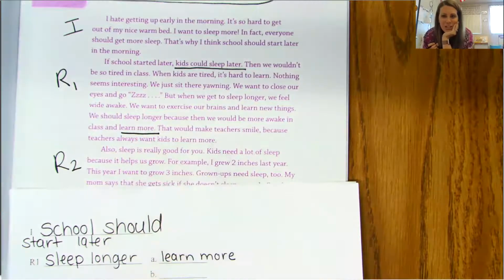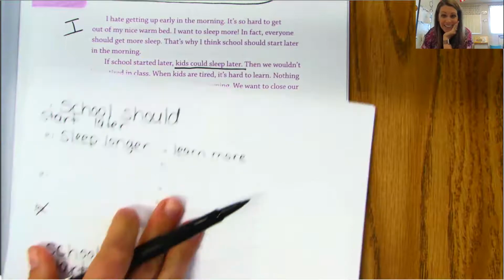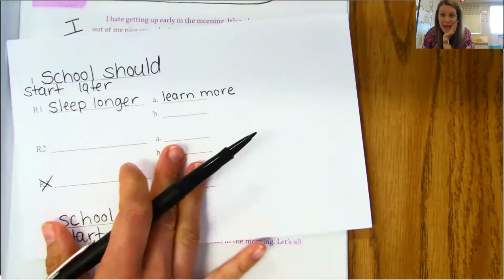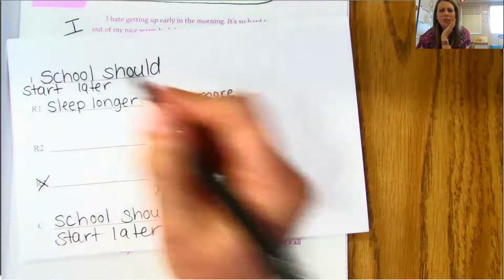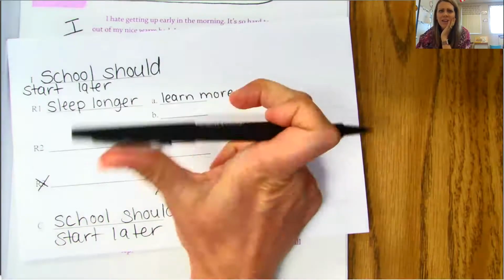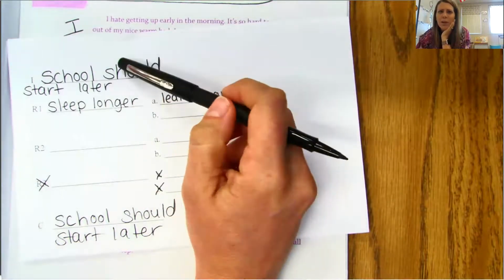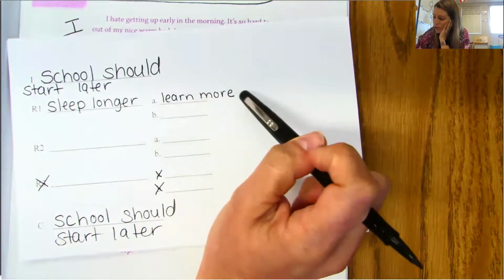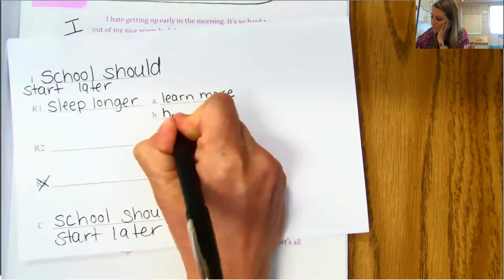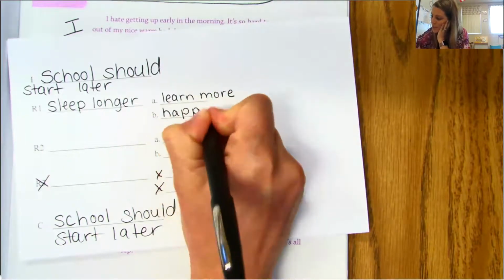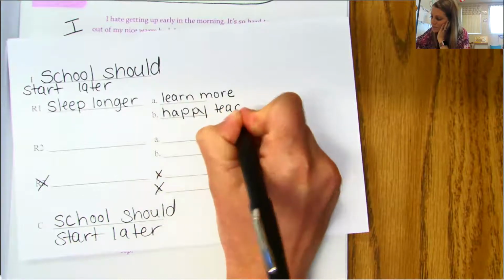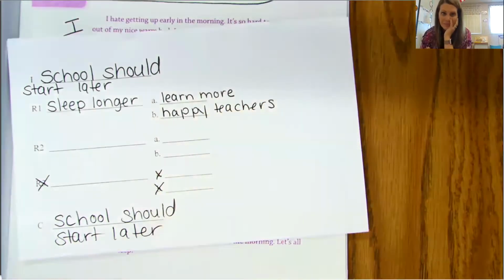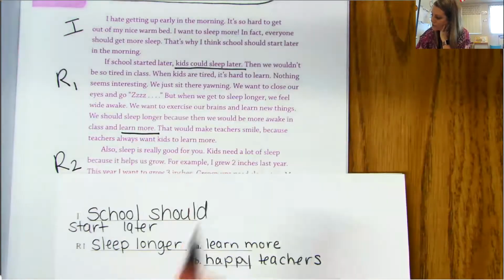That would make teachers smile because teachers always want kids to learn more. So it's going to make the teachers what? If they smile, what could we say? Happy, right? So if they're saying that if they can start school later, then they're going to be able to sleep longer. They're going to be able to learn more. And if they learn more, they're going to have what? Happy teachers. Okay? So now let's underline that, happy teachers.